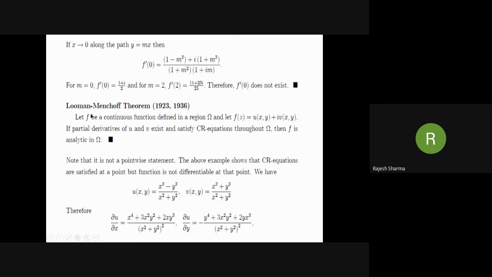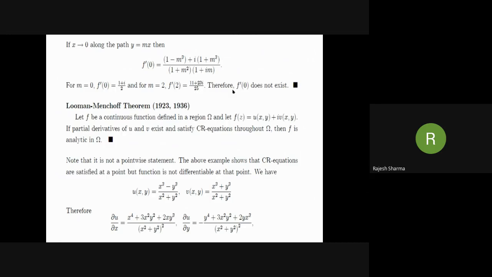Now substitute here the value of f(z). If x approaches 0 along the path y equal to mx, then f'(0) comes out to be equal to this expression. This again is not independent of m. For example, for m equal to 0, f'(0) is (1 plus i) by 2. And for m equal to 2, f'(0) is equal to (11 plus 23i) by 25. So f'(0) does not exist.